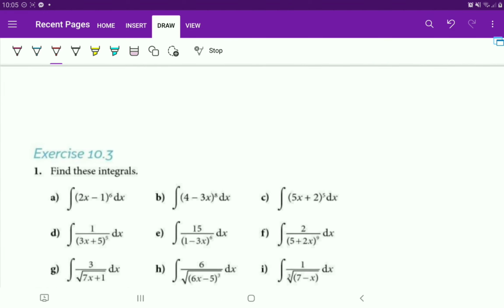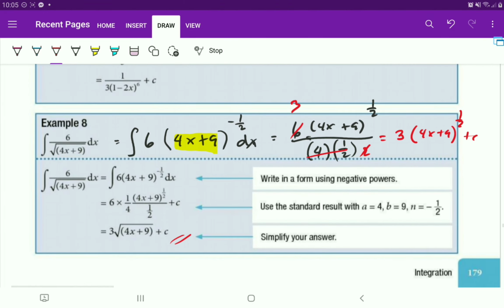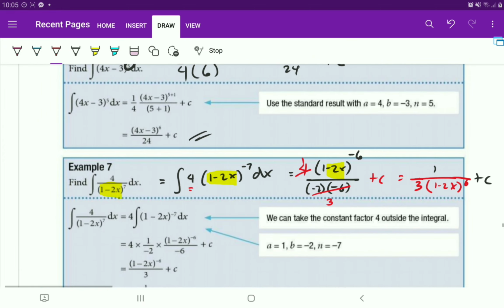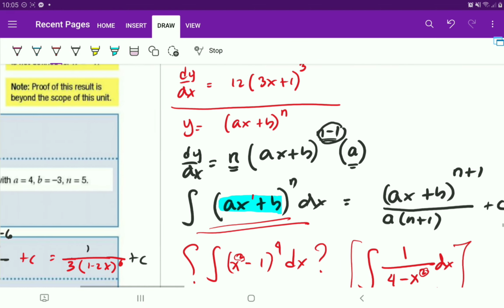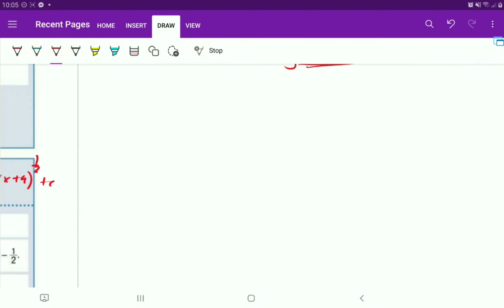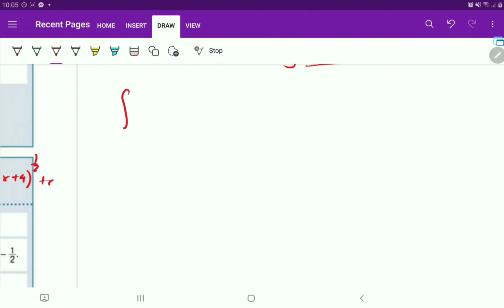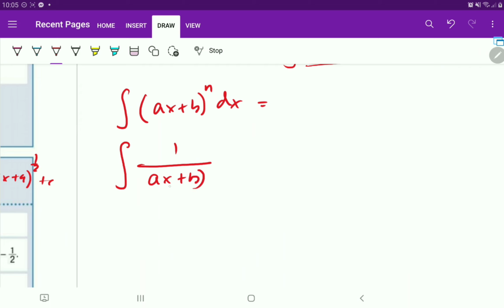Again, there are only 3 strategies that you need to look at here. Number one, let me just clarify this. The first one is that if the integral is in this form, straightforward, apply the formula. The other one is if the question is in this form. Again, you need to rewrite first into ax plus b to the negative n dx before you integrate.